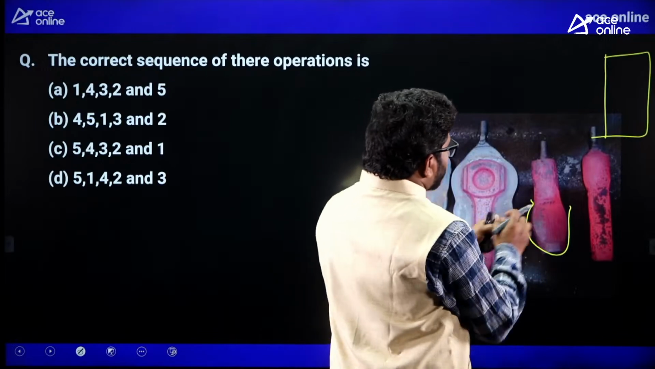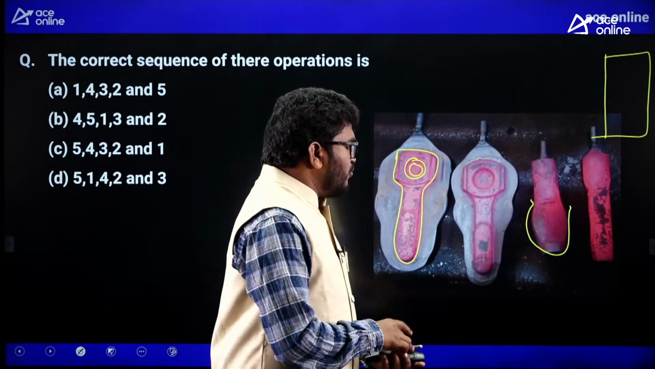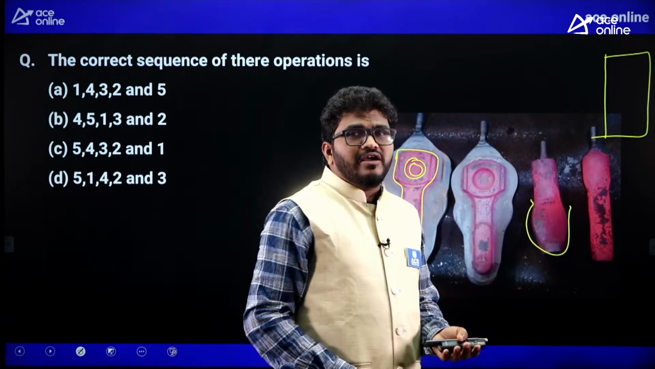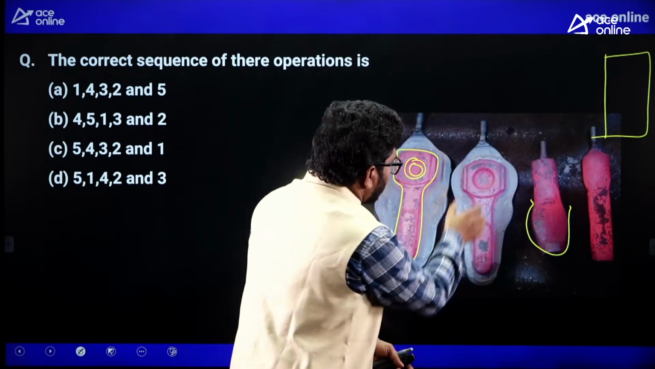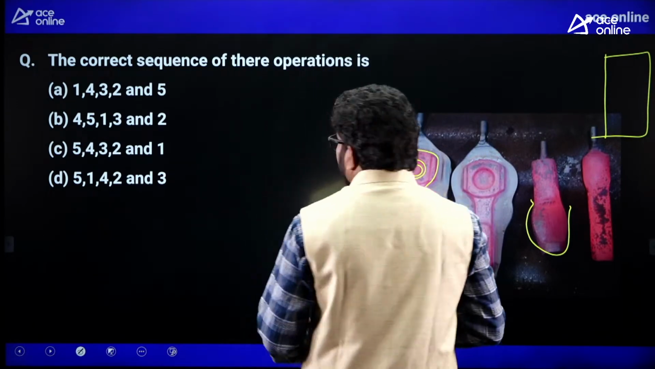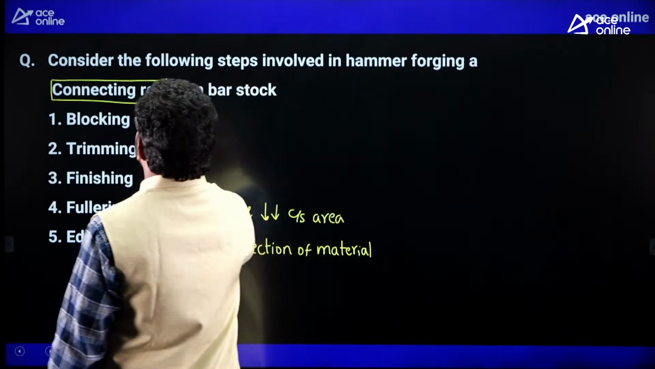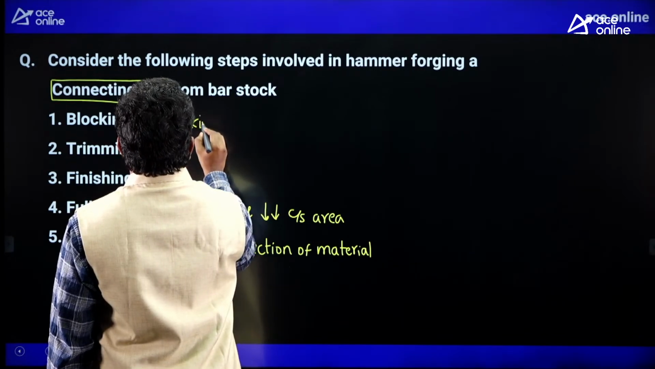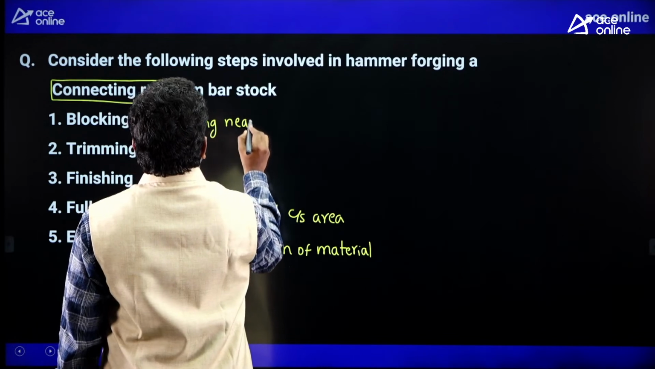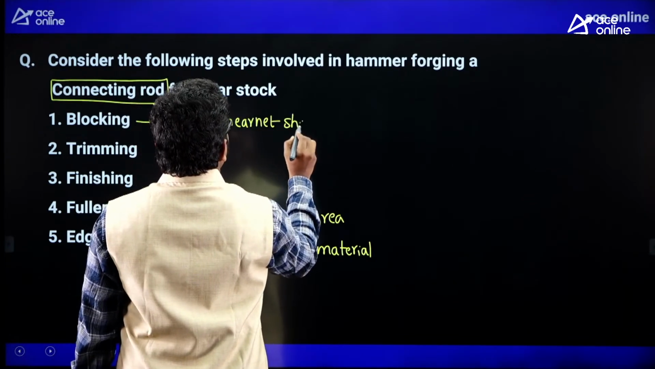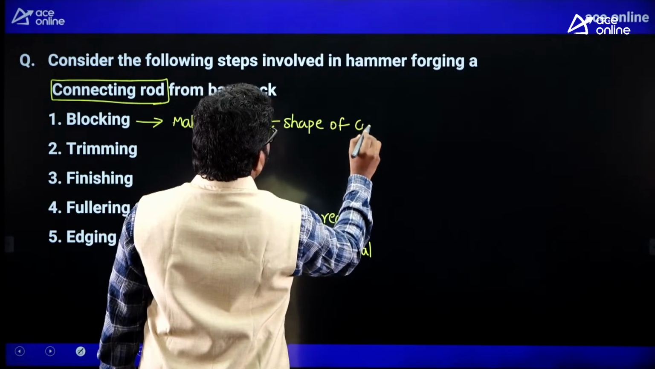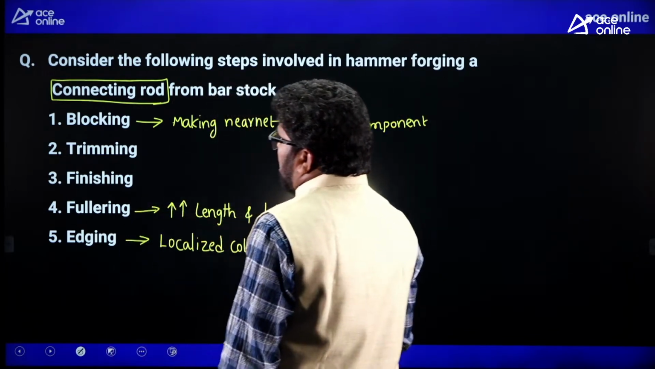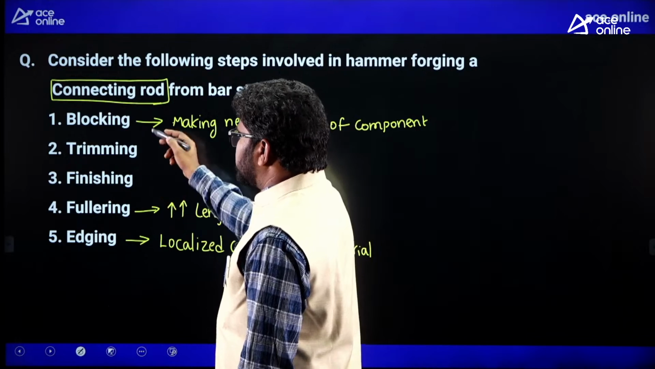After making a localized collection of material, what are we doing? We are keeping this workpiece in between dies which have impressions of this connecting rod. We will apply the force, so that you will get it like this. That is known as blocking. Blocking is nothing but making near net shape of the component. After blocking, we are making finishing, after that trimming.